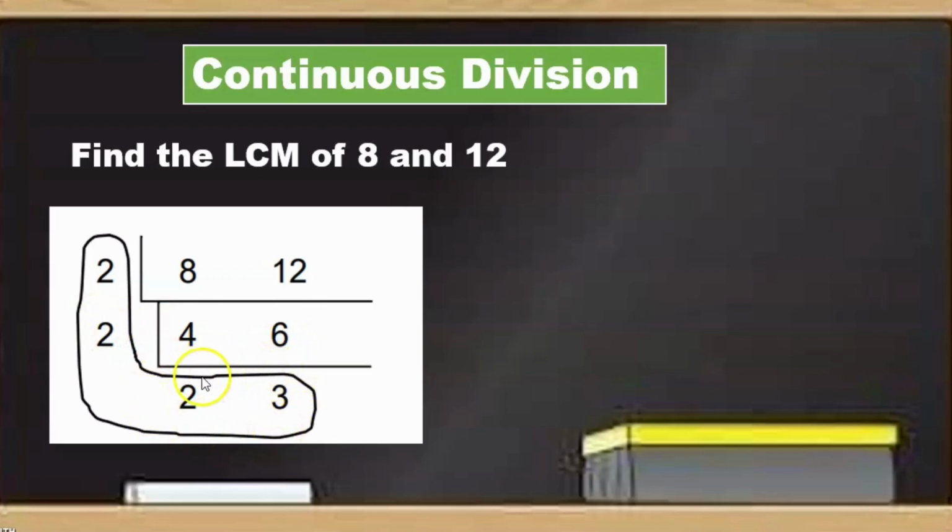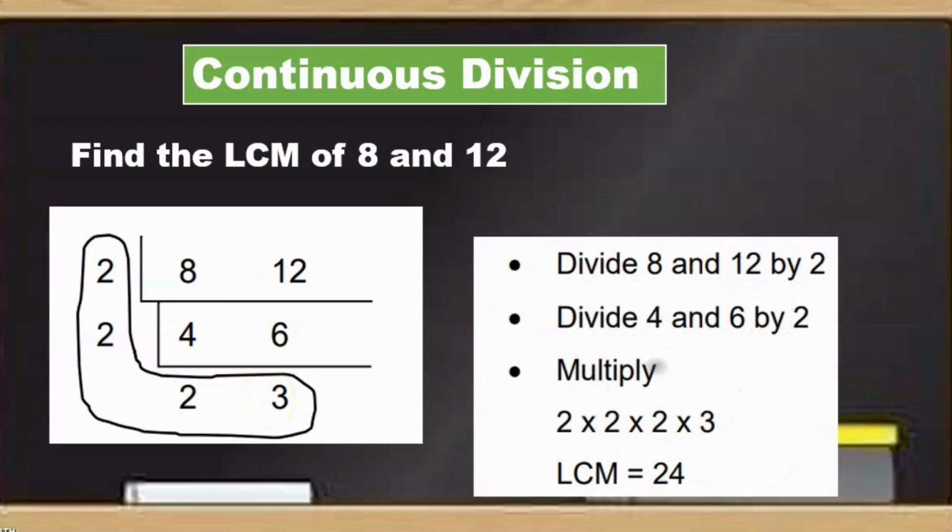Since wala na ang pwedeng makadivide sa dalawang ito, maliban sa 1, hanggang dito na lang ulit yung pag-divide natin. So, kukunin na natin yung divisor at saka yung quotient natin or yung sagot natin. Let us multiply 2 times 2. Ito na lahat. 2 times 2 times 2 times 3 and the answer is 24. Those are the ways or methods in finding the greatest common factor and least common multiple.